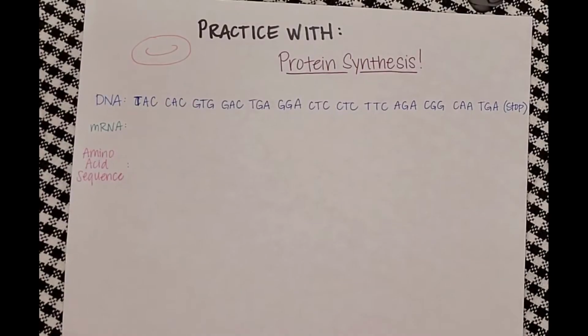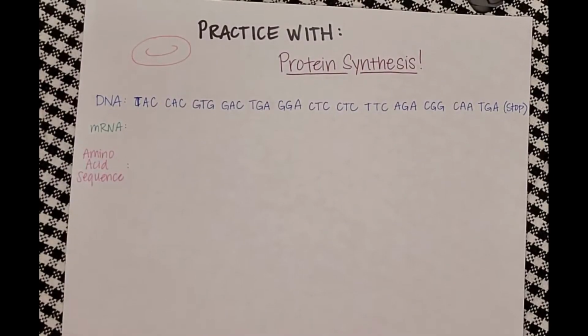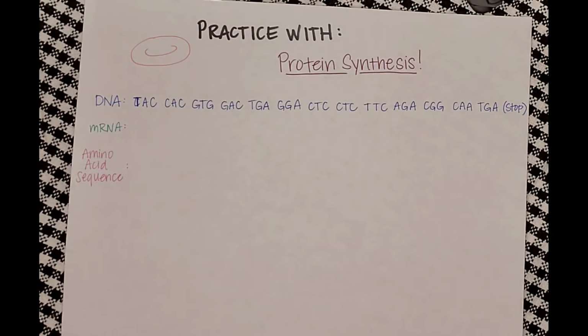All right, today we're going to get a little bit of practice in with the different parts of protein synthesis. We're going to take the gene for hemoglobin, which is the protein that helps carry oxygen through your body in your blood cells, and we're going to turn that into some mRNA and then into our protein. And I'm going to show you this process.